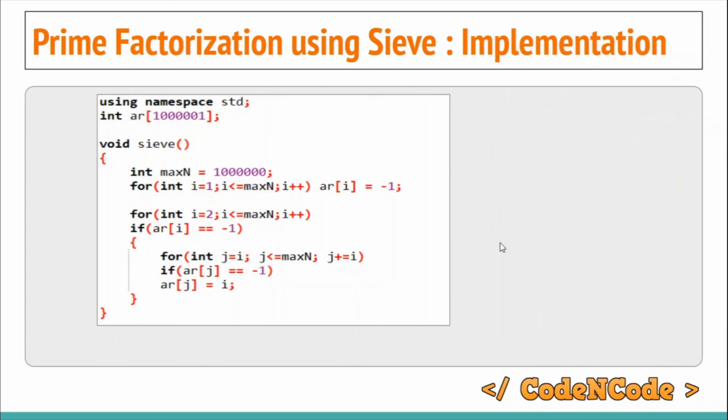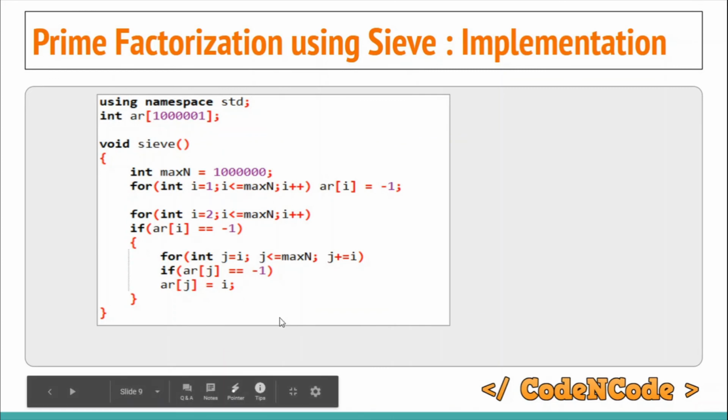So this is the implementation of it. We take an array AR of size 10 to the power 6. We define max n to be 10 to the power 6, and we initialize all the elements from 1 to max n to -1. We start from 2 and go till max n. If the ith element has -1, it means it is a prime number. Starting from there, we go till max n. For each multiple of i, we check whether that multiple has -1 or not. If it has -1, then we replace it with i.